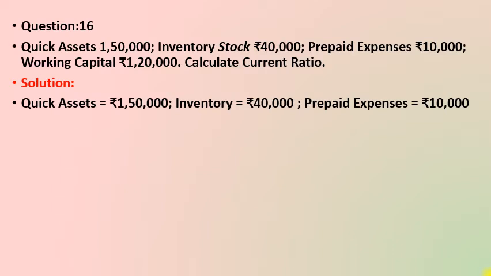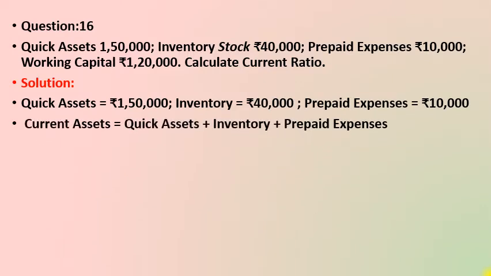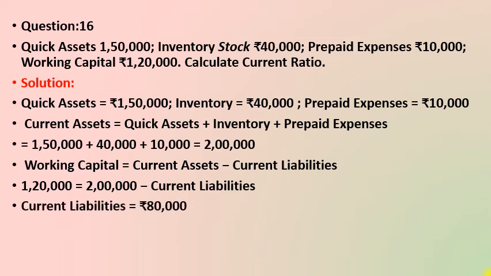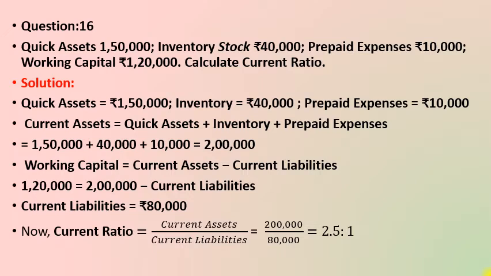So from the quick assets, inventory and prepaid expenses, we can calculate current assets equal to quick assets plus inventory plus prepaid expenses. So that amount comes to rupees 2 lakhs, that is current assets. Now working capital is current assets minus current liability. Current assets we got 2 lakhs. Working capital given in your question is 1,20,000. So current liability is therefore 80,000, and hence current ratio is equal to current assets by current liability, that is 2 lakhs by 80,000 equal to 2.5:1.